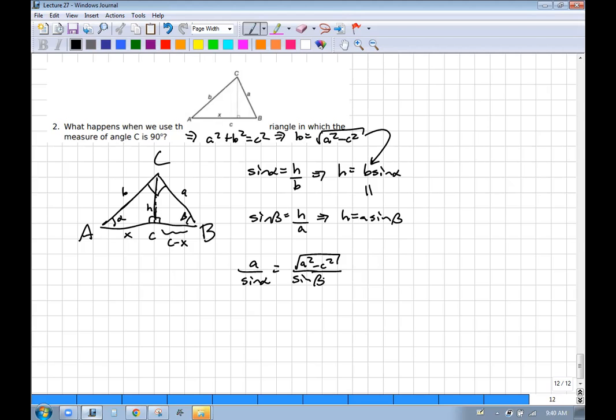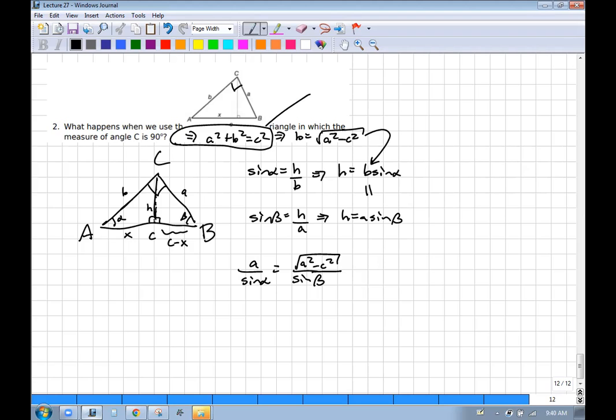I'm not sure what they're trying to get at here, but if that's a 90-degree, then you just have a right triangle. I don't know what they want you to show. I mean, ultimately, that's what you have. A squared plus B squared equals C squared. And what else do we know?